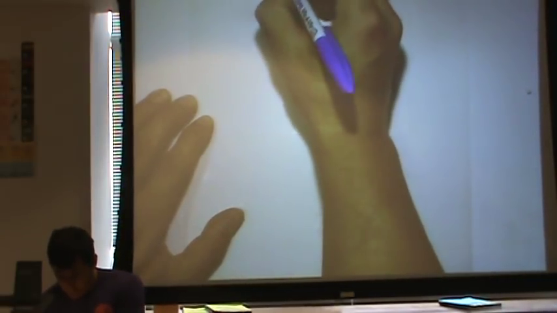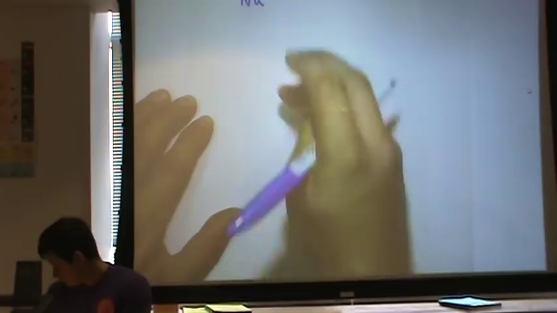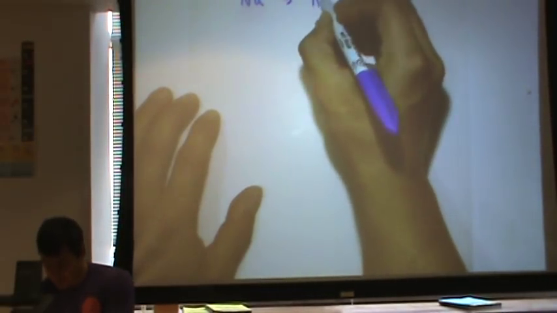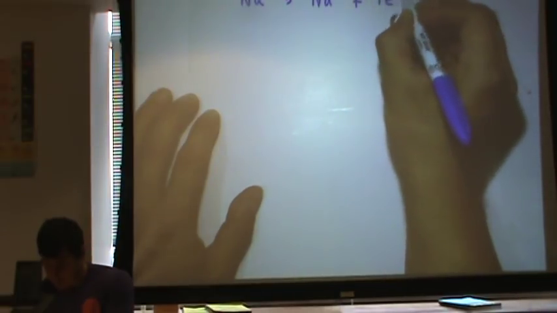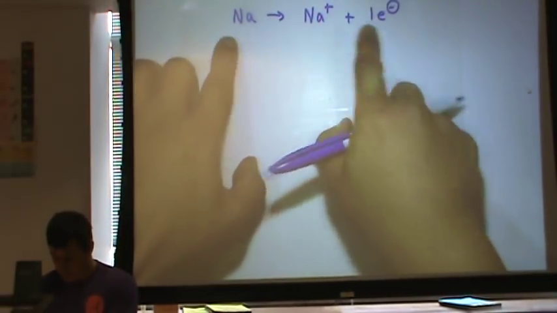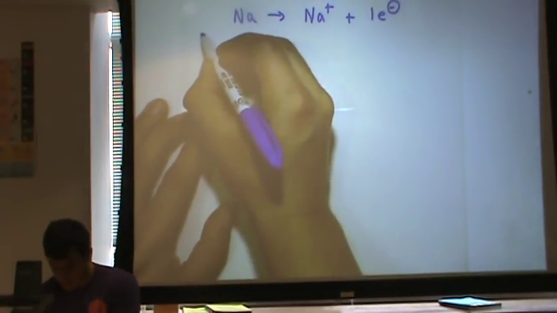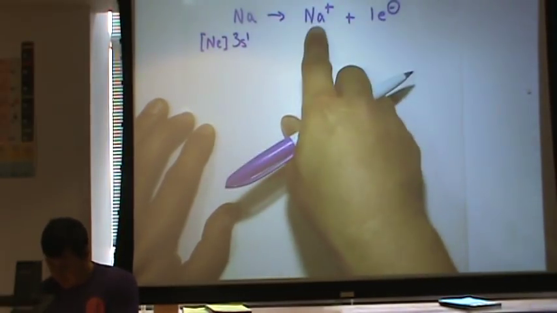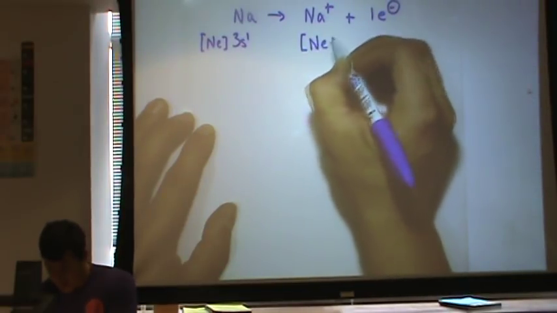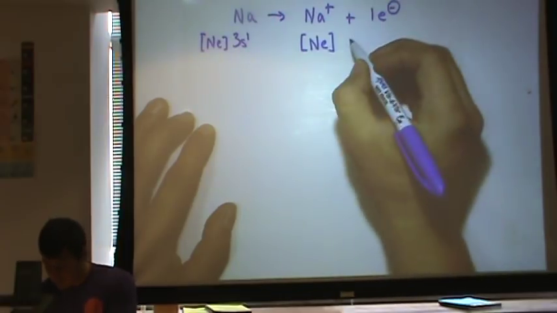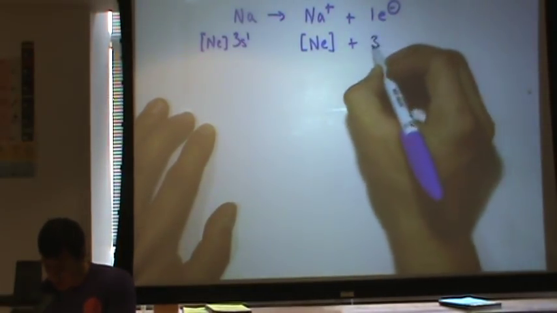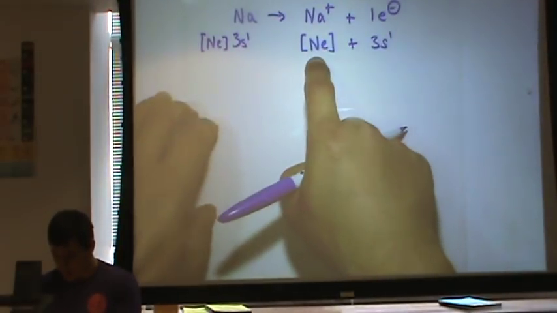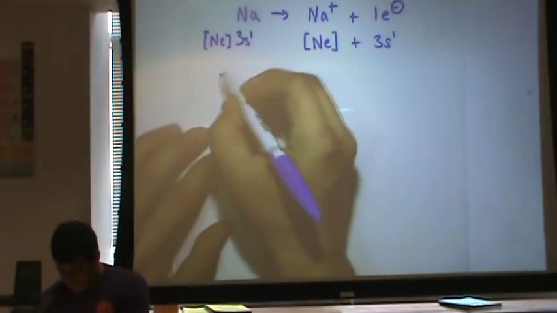So let's do a metal first. Metals like to lose electrons. So if we have something like sodium, sodium would become sodium plus one electron. And if I were to write the electron configurations for everything in this reaction, sodium is going to have an electron configuration of neon 3s1. Sodium plus has the electron configuration of neon, so now it's acting like a noble gas. It's very, very stable. Plus our lone 3s1 electron that came off. So it loses an electron to become like neon. Now it's really stable, it's happy. So this is for metal. Nonmetal.